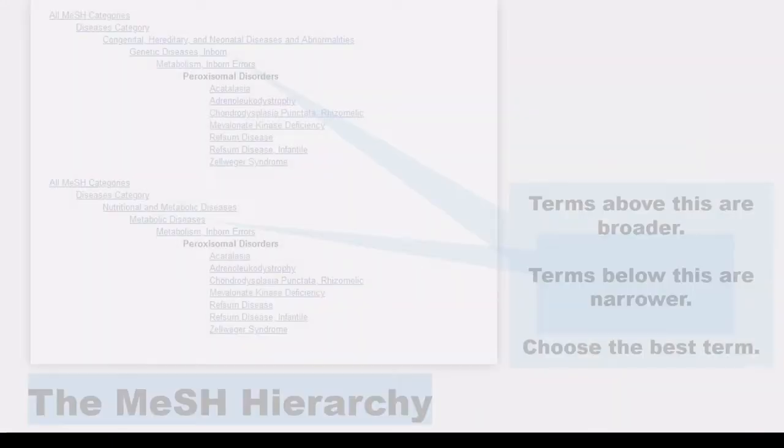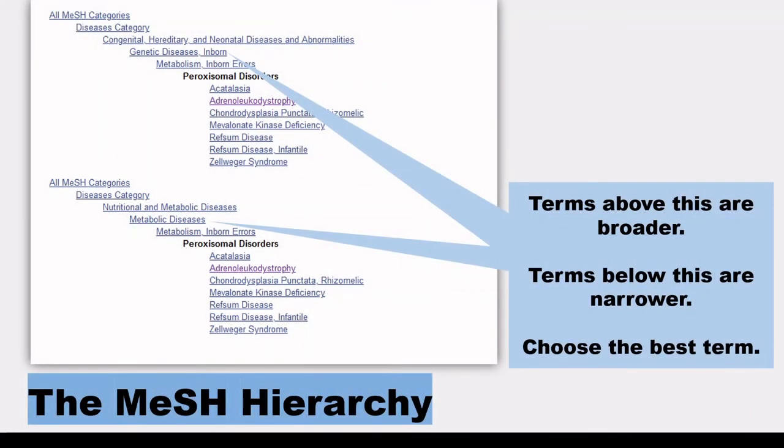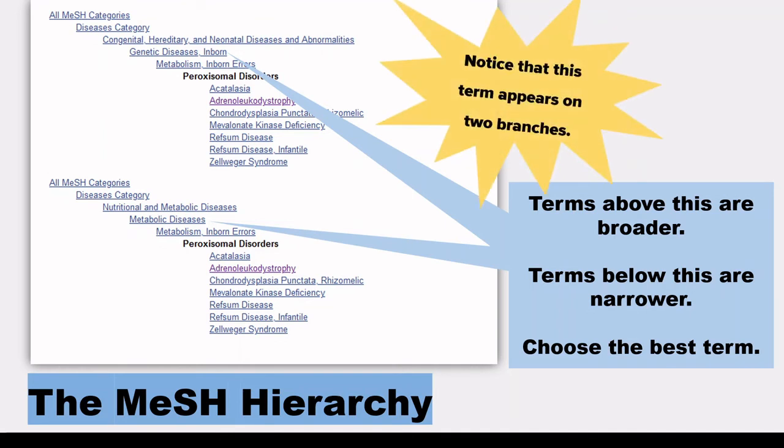The last thing we see in a MeSH entry is the MeSH hierarchy. This tells us where on the MeSH tree this term is located. This is an interesting example. The term peroxisomal disorders appears on both genetic diseases, inborn, and metabolic diseases branches. We see that there are 7 narrower terms below peroxisomal disorders. We could choose one of those terms to search with instead if we were interested in any of those particular conditions.